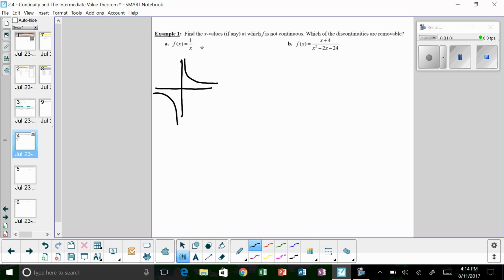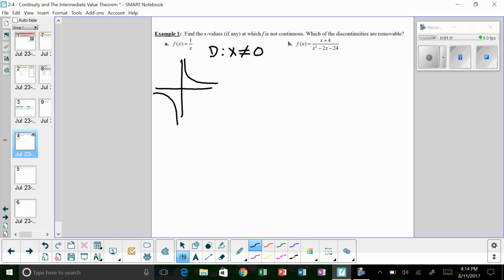Algebraically, when we look at the equation, we notice that x cannot be 0. So that means that the domain of this function is all x values except 0. Domain restrictions are important when you're analyzing continuity because they give you x values to examine as possible discontinuities.